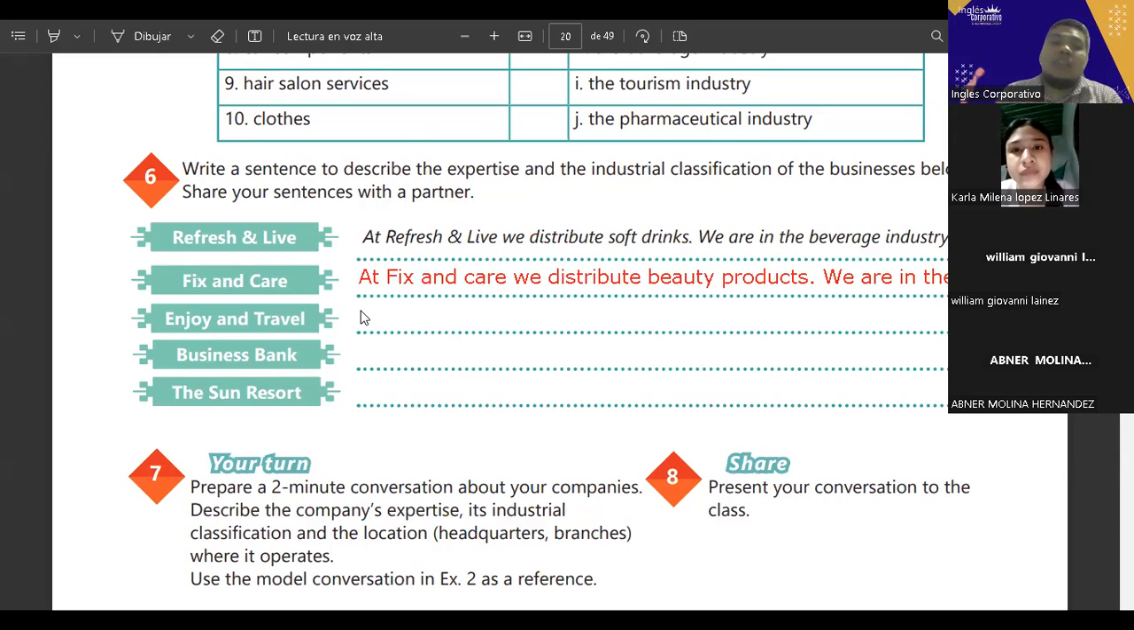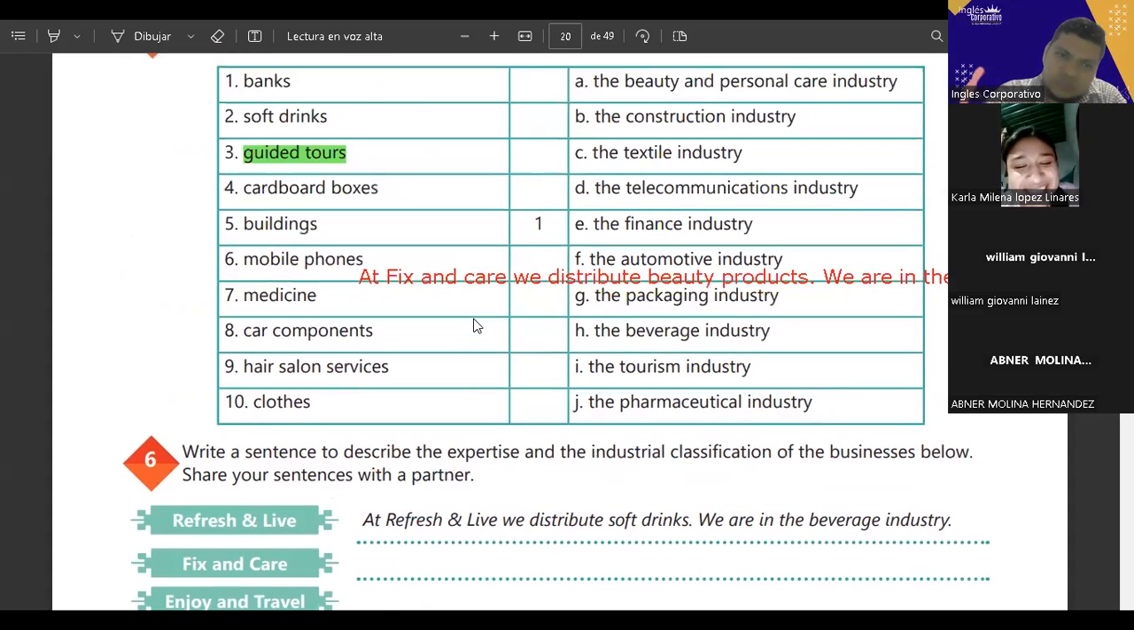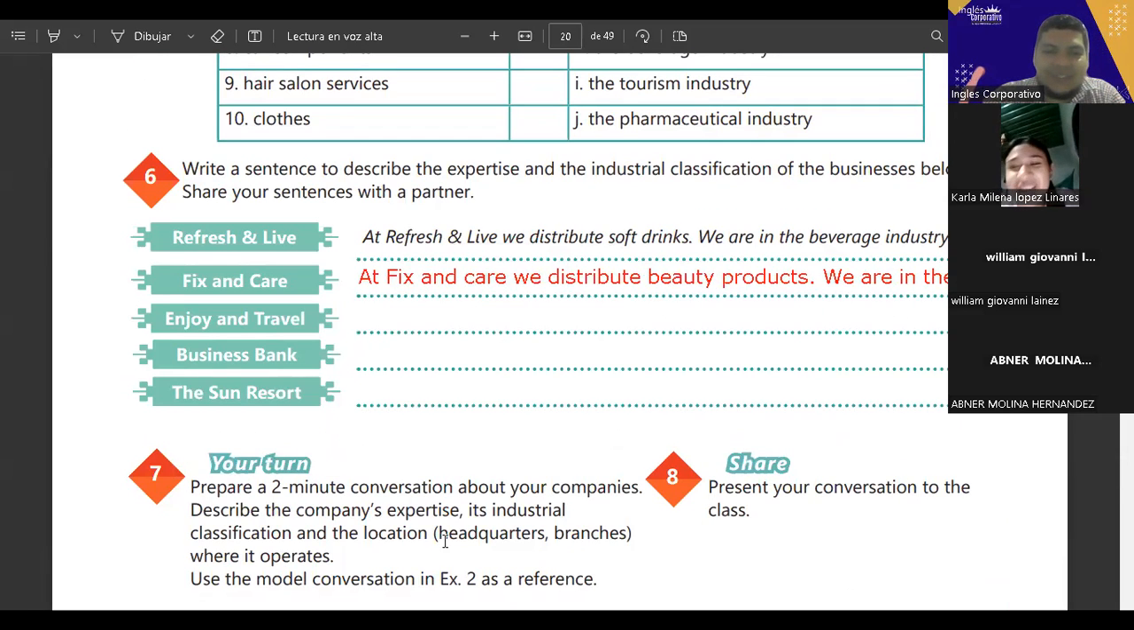All right, now people, the Sun Resort. ¿Qué es eso? Un resort, what is a resort? Hotel. It's a hotel, exactly, right? What do you think they offer? Stays. All right, so you go on this one, stays. In the key industries, tourism. All right, excellent. So you guys did it correctly, all right?